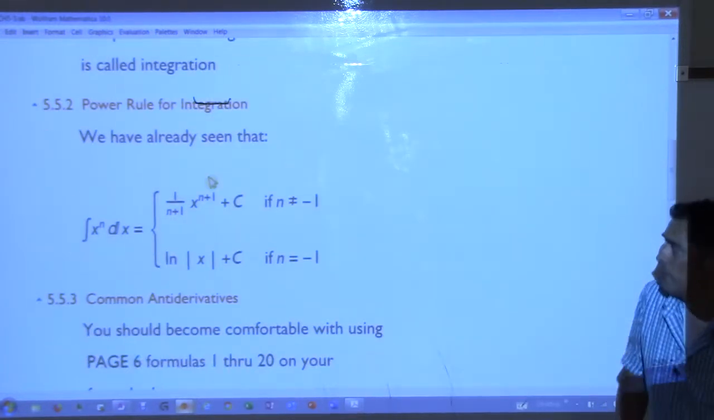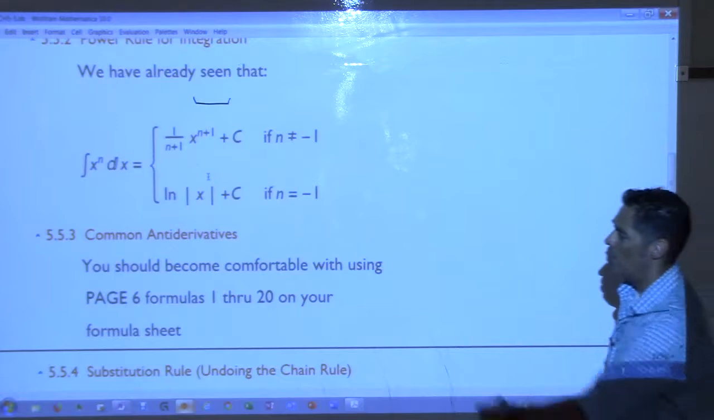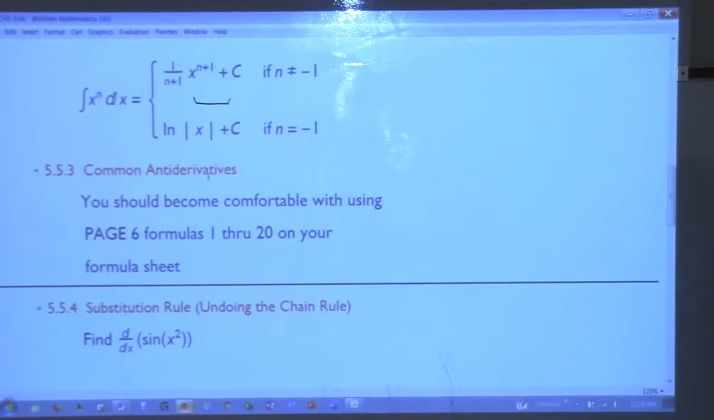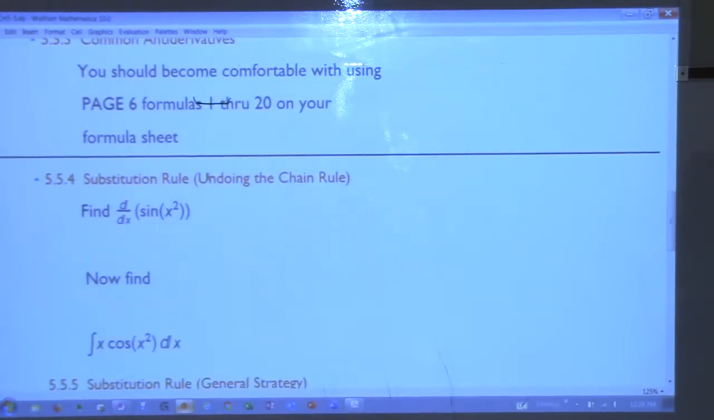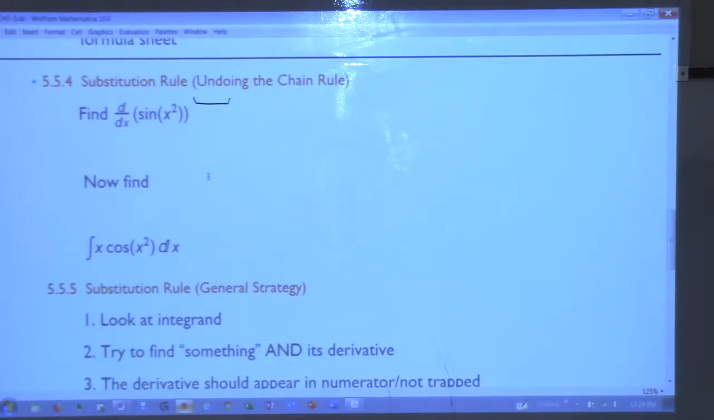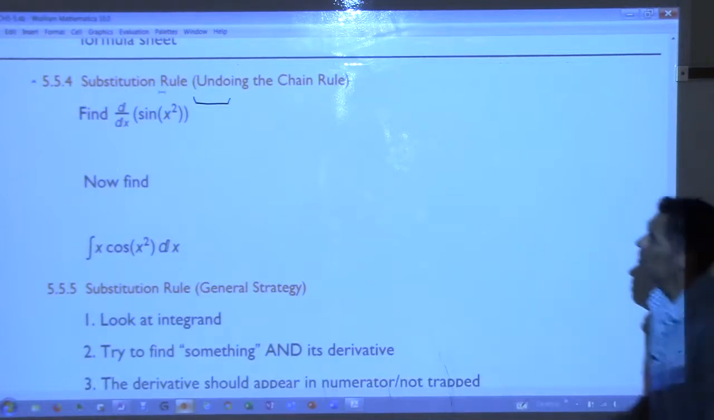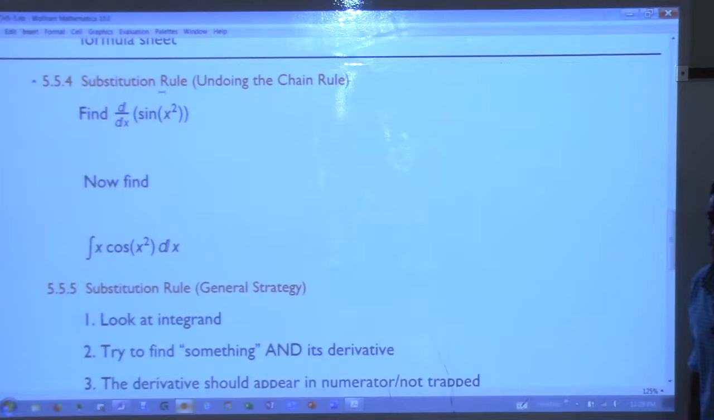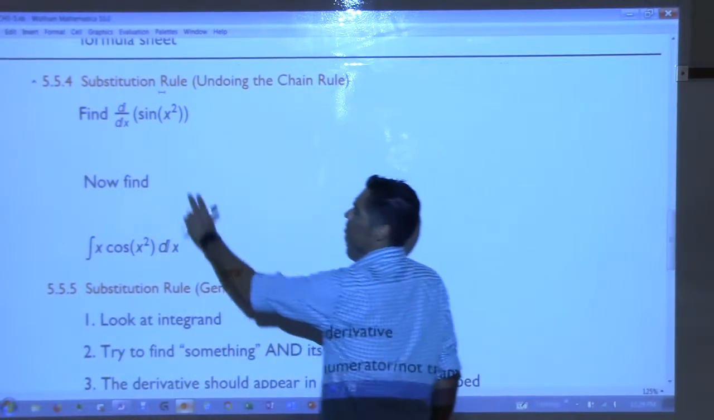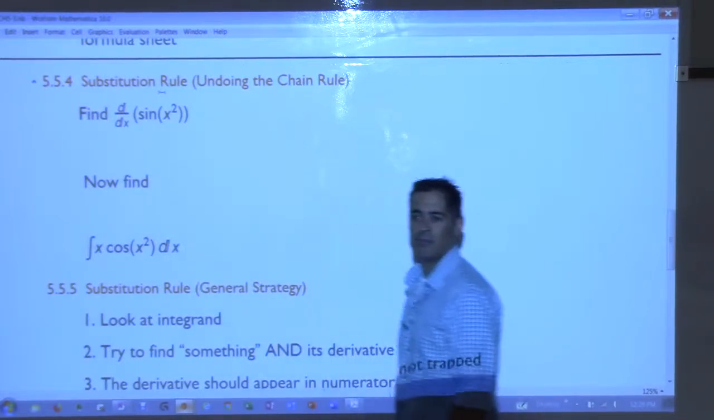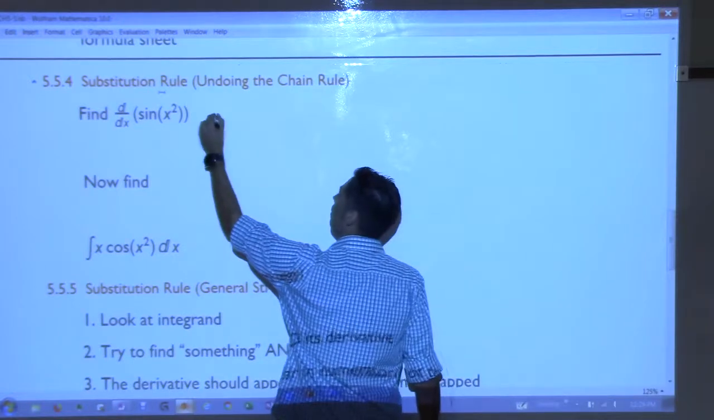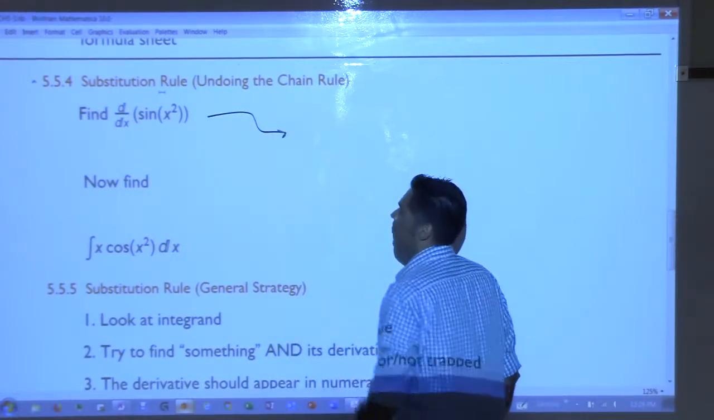All right, so we've already seen the power rule. We know all the common ones that we should be familiar with from Cal 1. And now we get to substitution. With substitution, I'm going to do this by working backwards. So what I want us all to do here is take the derivative of that. Everyone, let's take the derivative of sine of x squared.